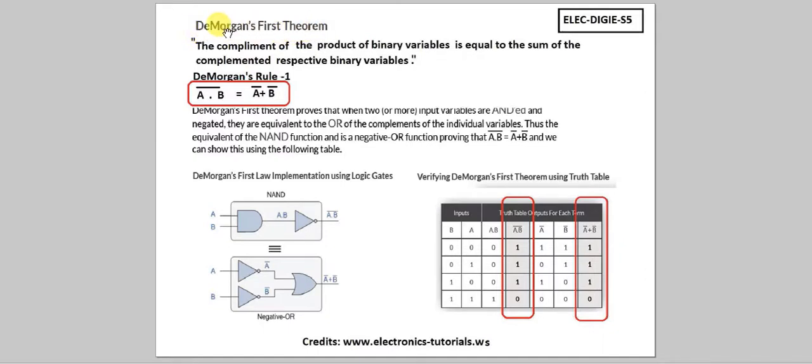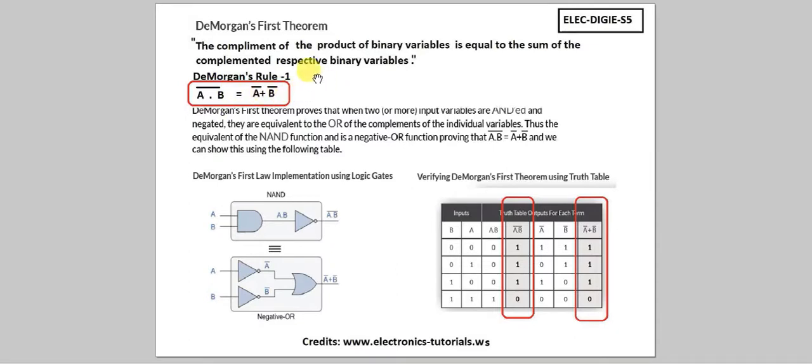The purpose of these theorems is to further reduce huge or complex logical networks or logical expressions. De Morgan's first theorem states that the complement of the product of binary variables is equal to the sum of the complemented respective binary variables. De Morgan's rule 1, that is (A dot B) complement is equal to A complement plus B complement.